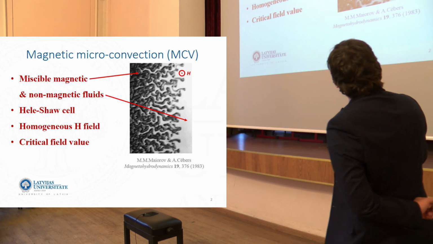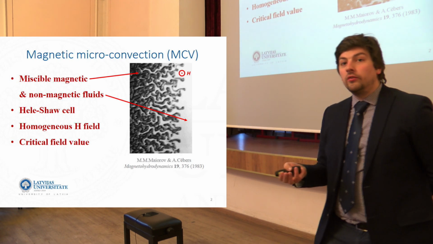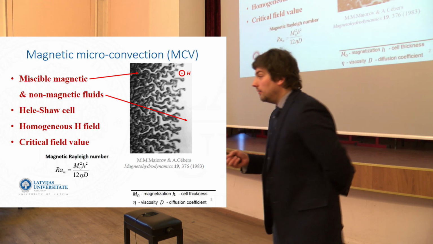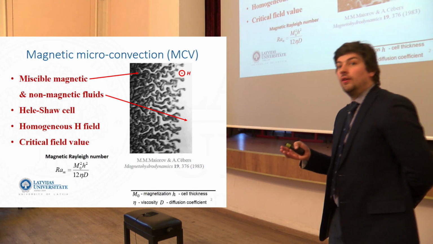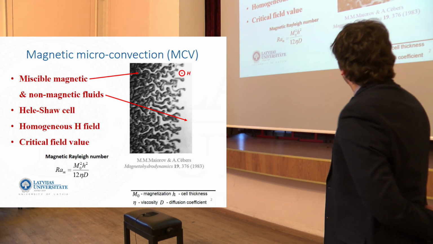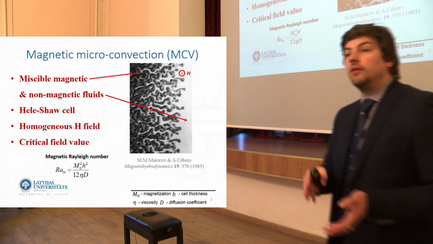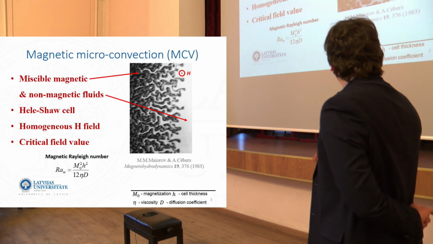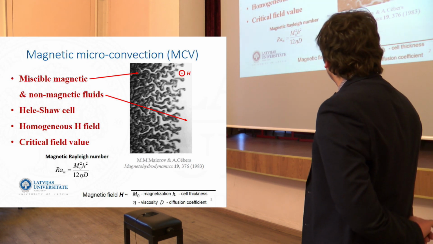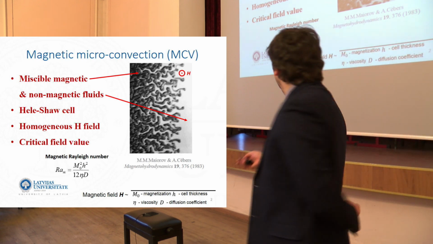And you see this particular pattern, which is quite interesting, and there are several interesting characteristics of this phenomenon. And one of them is that there is a critical field value. A parameter that explains this is the magnetic Rayleigh number, and here you can see what are the elements inside, but basically it's the competition between magnetic energy and diffusion. And the thing that you have to remember if you're new to this field, is that basically magnetic field is directly related to magnetization, as we are in low field regime.